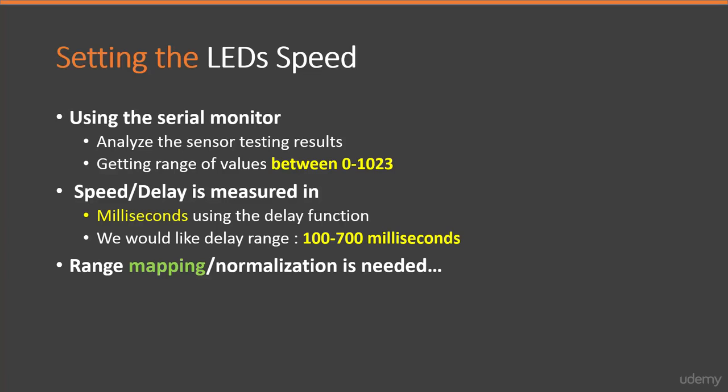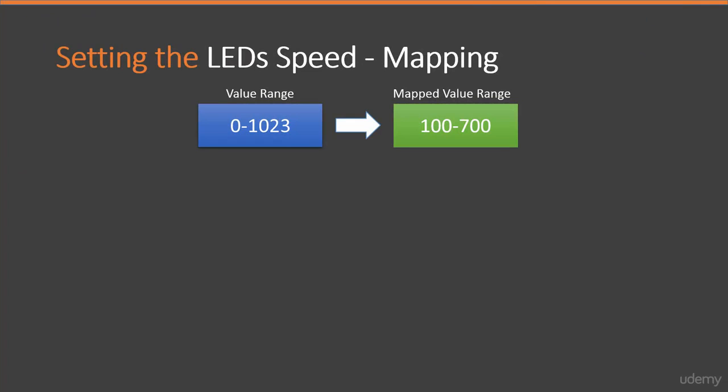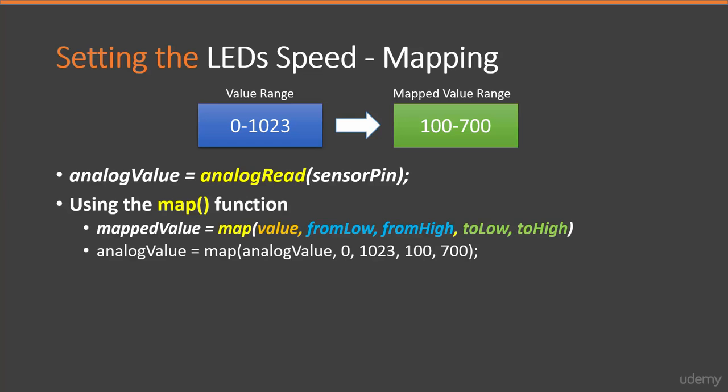The good news is that there is a simple-to-use function that will help us perform such mapping. Using the analogRead function, we will read the value from the analog input pin correlated to the voltage our sensor is putting out, which in our case should indicate the needed LED speed. And we saw that the value range is between 0 to 1033. Now, for mapping or normalizing this range to another range, we have a dedicated built-in function.